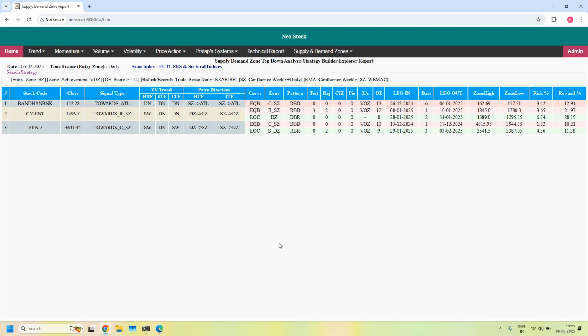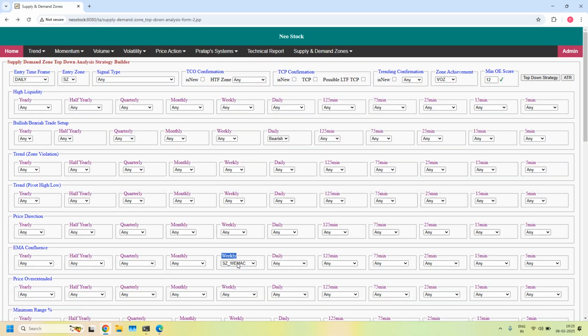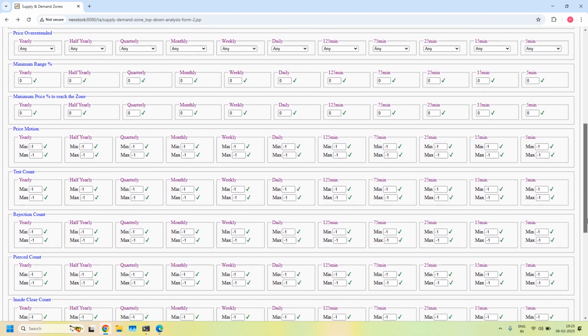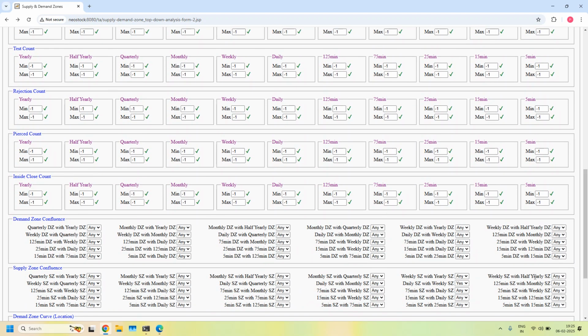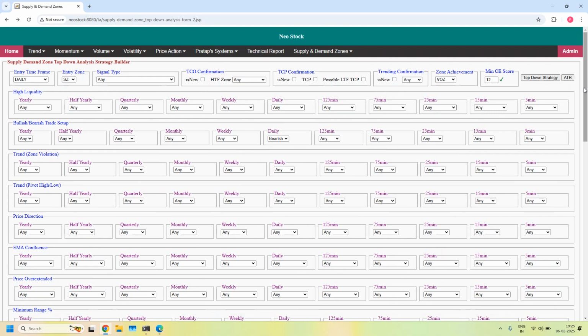So these 3 are more high probability trade setup supported stocks. Let us also look for LTF, ITF, HTF zone confluence, supply zone confluence. Removing the EMA filter. In the supply zone confluence, 3 filters we have to set. First filter is already enabled. Second filter, daily supply zone with monthly supply zone confluence. Third filter, weekly supply zone with monthly supply zone confluence.